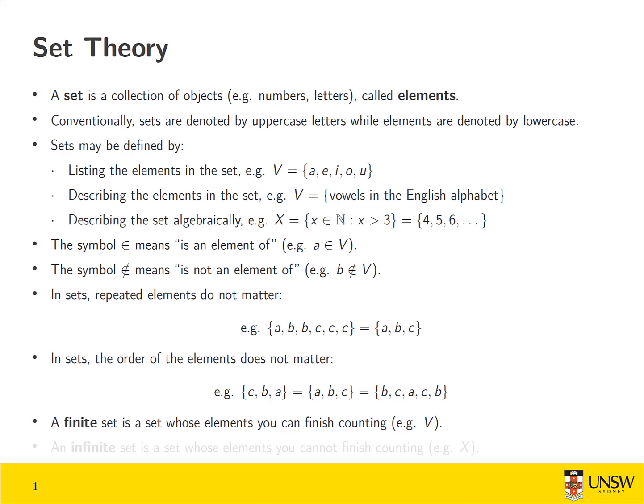A finite set has a finite number of elements, which means it is possible to finish counting the contents of the set. For example, our set V is a finite set because it only has 5 elements. On the other hand, for an infinite set, it is not possible to finish counting all its elements. For example, our set X is an infinite set because we cannot finish counting all the integers greater than 3.